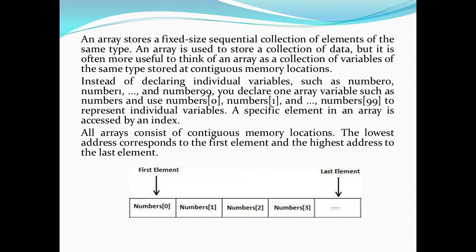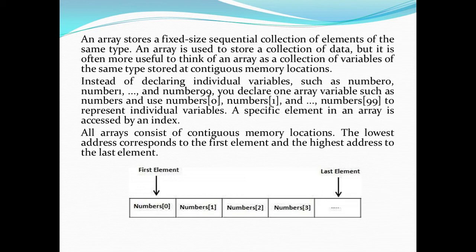Instead of declaring individual variables such as number0, number1 and number99, you declare one array variable such as numbers and use the indexes numbers[0], numbers[1] and numbers[99] to represent individual variables. A specific element in an array is accessed by an index.